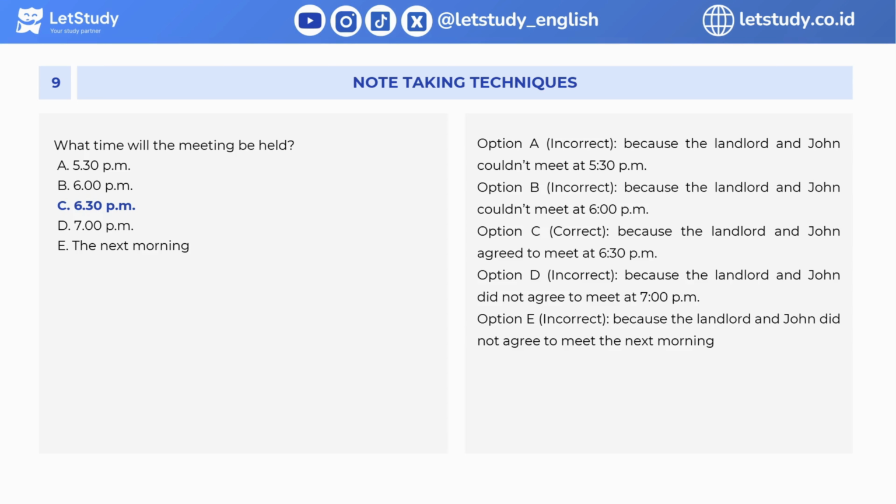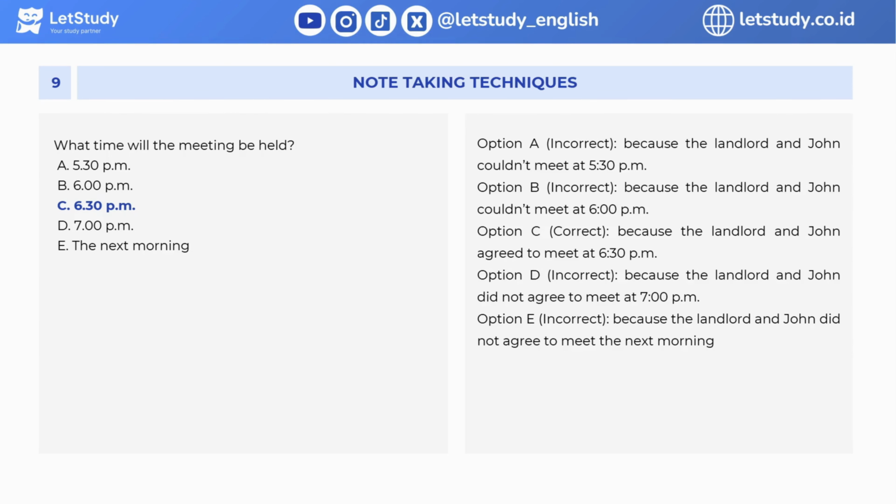C. 6:30 p.m. because both the agent and John will be available after 6. So 6:30 is the answer because it's also stated in the conversation. It's not 7, it's not the next morning, it's not before 6 p.m. So the answer is C, 6:30 p.m. Are you writing it down in your note?